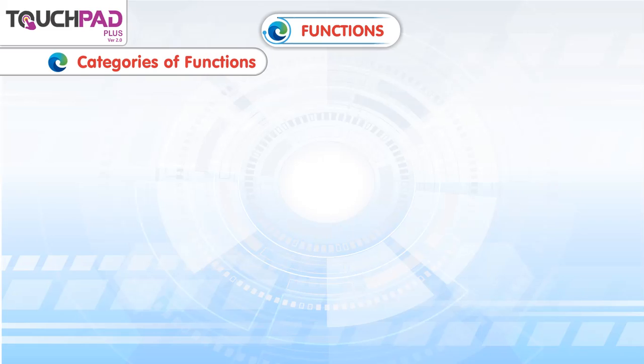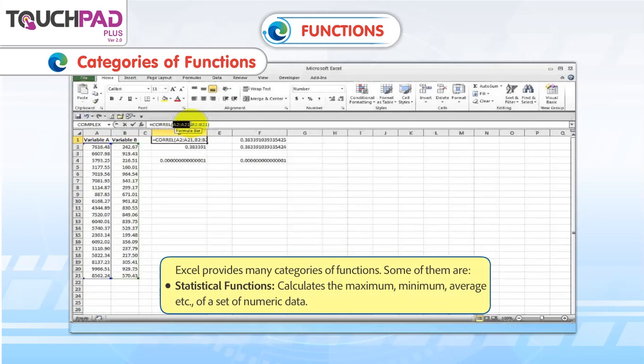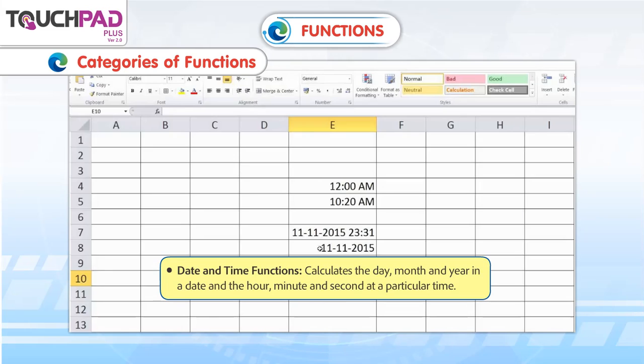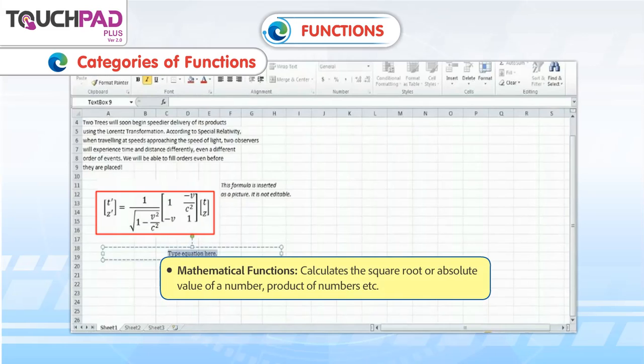Categories of functions. Excel provides many categories of functions. Some of them are statistical functions. Calculates the maximum, minimum, average, etc. of a set of numeric data. Date and time functions. Calculates the day, month and year in a date and the hour, minute and second at a particular time. Mathematical functions.